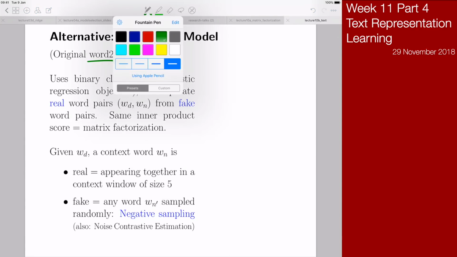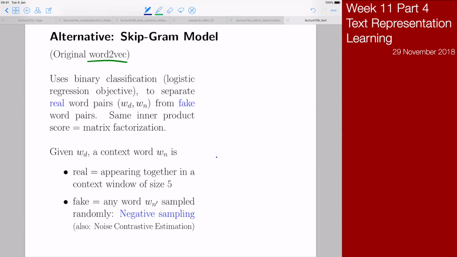So let's look briefly again. We have this word D times another word W_N. What we did is we just took the inner product of these two vectors, and we said that inner product should be the count of how many times they appear together, actually the logarithm of that. What we do here is almost the same thing, but it's even a bit simpler. So this is the real one.